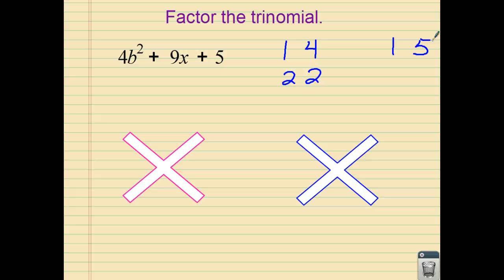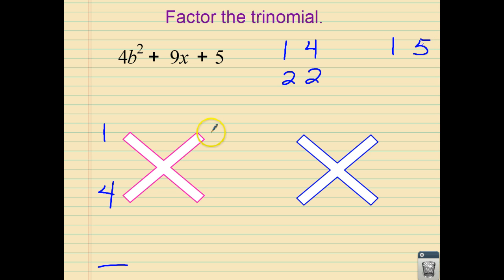So let's get going here. How does this work? I see a 1 and a 4, and I'm going to take the A terms and just put a 1 and a 4 on that left column because I know that coming down, 1 times 4 is going to get me 4. And then the factors for C, I have a 1 and a 5.